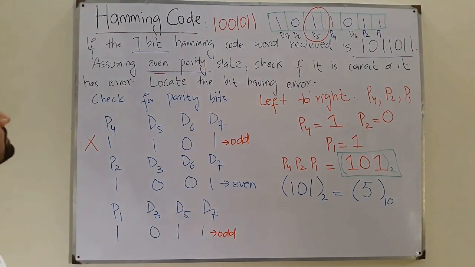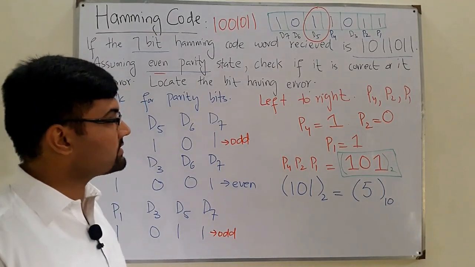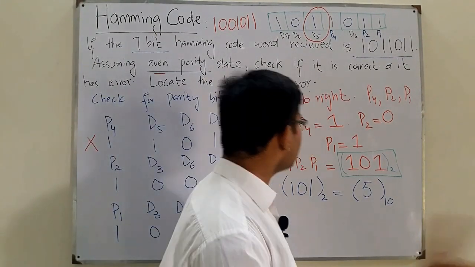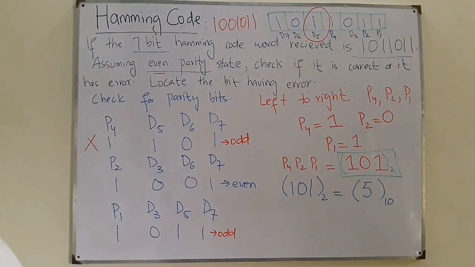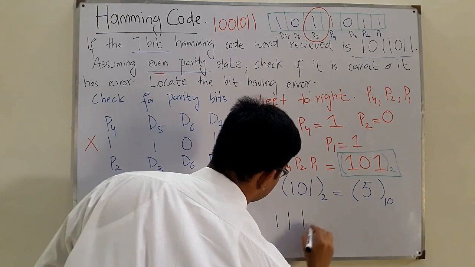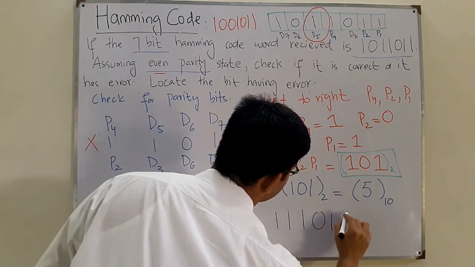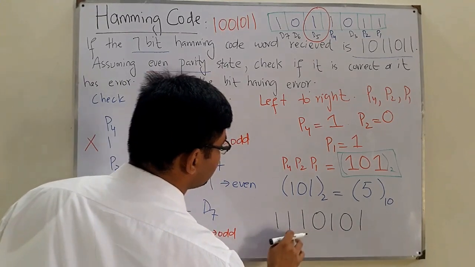So I should end it over here, I believe. Or what do you say? Should I solve another example? I won't solve an example, I'll give it to you as homework, all right? So let's say we have a signal 1 1 0 1 1 0 1 0 1. All right, 1 2 3 4 5 6 7.